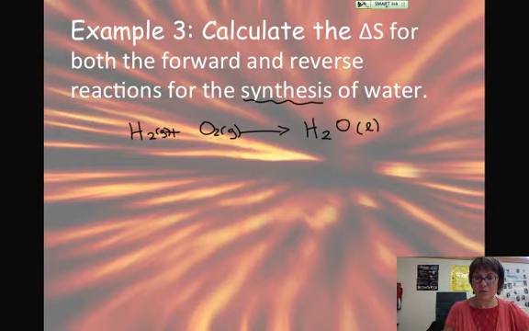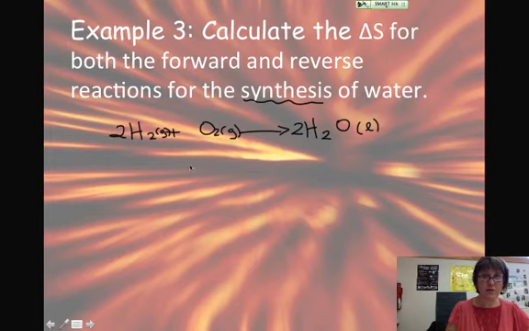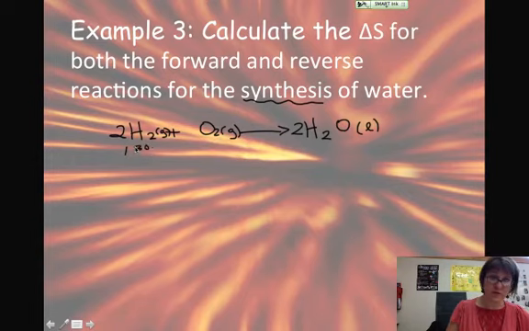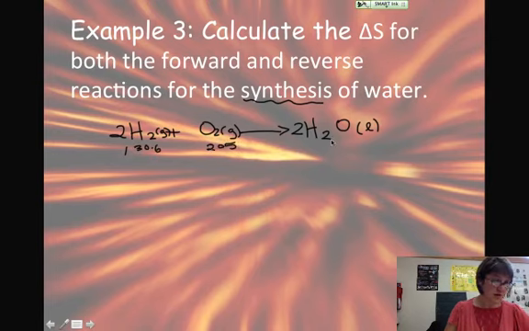Now, before we can approach this problem, we have to start with a balanced equation, and this one is not balanced yet. So let me just take care of that. I need 2 waters here and 2 hydrogen molecules there. Now I've got my forward reaction all written out, and I'm going to put my numbers in. The hydrogen is still 130.6. Oxygen is 205. And then water is 69.91. These values are all in units of joules per Kelvin per mole from the table in your book.